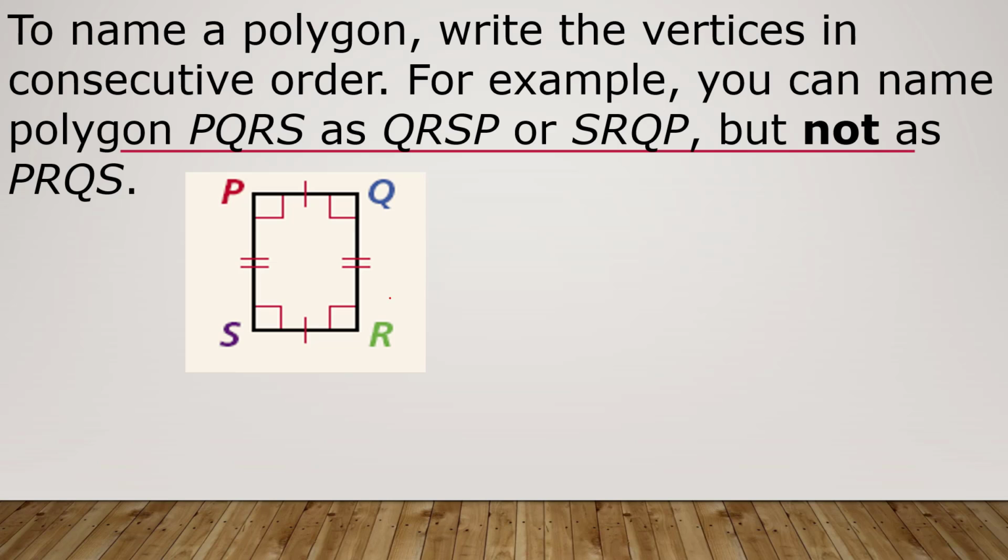To name a polygon, we write the vertices in consecutive order. For example, you can name this polygon PQRS as QRSP or as SRQP. But you cannot name it as PRQS. Even though all 4 of those are vertices, you cannot label it PRQS. It just doesn't work that way. We have to work around the shape in a logical pattern.